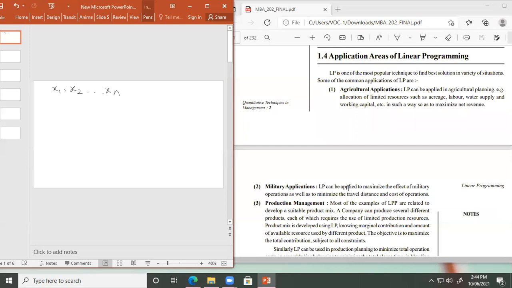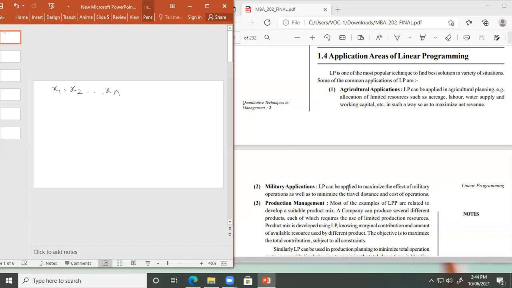In agricultural application, it can be applied in agricultural planning, for example, allocation of limited resources such as acreage, labor, water supply, working capital, etc., in such a way as to maximize the revenue. Military application: linear programming can be applied to maximize the effect of military operations as well as to minimize the travel distance and the cost of the operation. Next is production management.